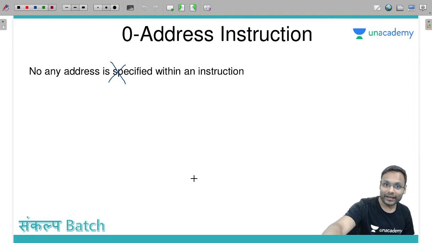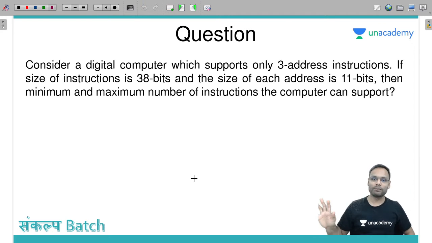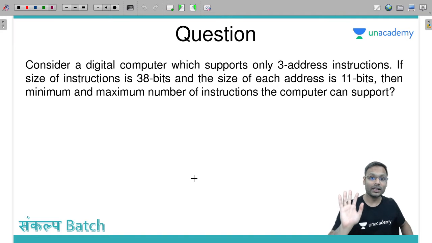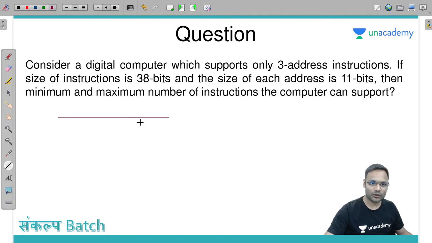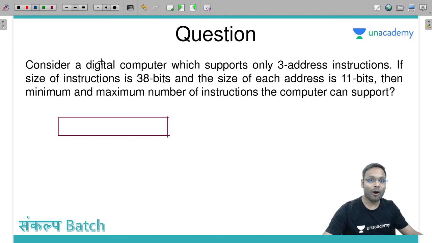Okay, fine. Let's solve a question. It is a very simple and easy question, and you will be able to answer it. Consider a digital computer which supports 3 address instructions. If the size of the instruction is 38 bits and the size of each address is 11 bits, what is the minimum and maximum number of instructions the computer can support? For any such instruction question, first of all we need to start with the format. 3 address instructions means apart from the opcode there are 3 addresses. Make the format, I will also make it, you also make it: address number 1, address number 2, address number 3.